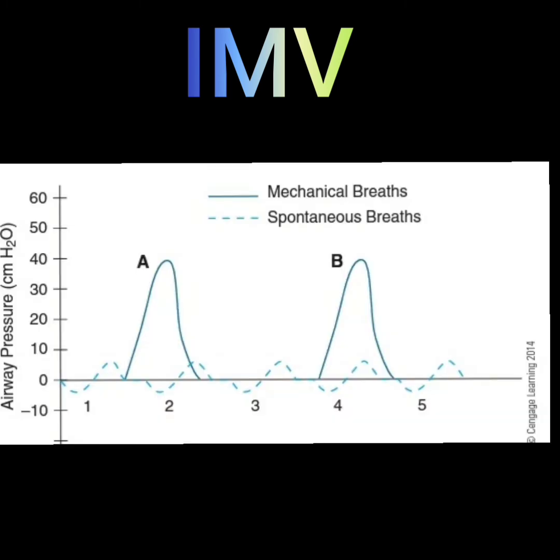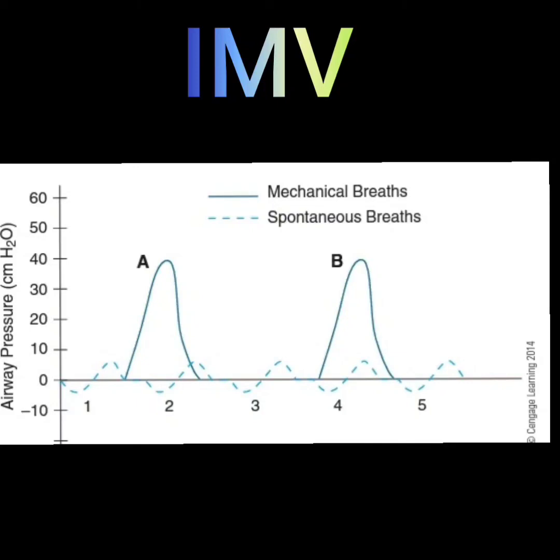So here we can see a graph representing intermittent mandatory ventilation. In this graph we can see A and B. A and B are mandatory breaths. We can see the dashed lines 1, 2, 3, 4, 5. They represent spontaneous breathing. Here we can see that 2 and A are overlapping each other, and 4 and B are overlapping each other. So this is called dysynchrony between mechanical breaths and spontaneous breaths.